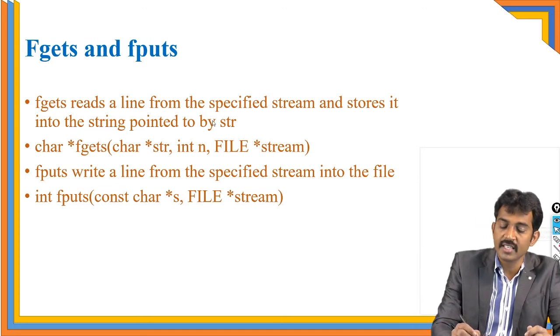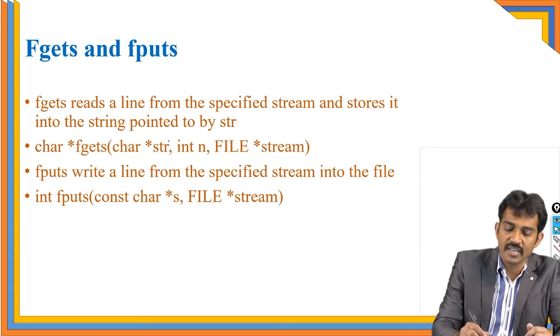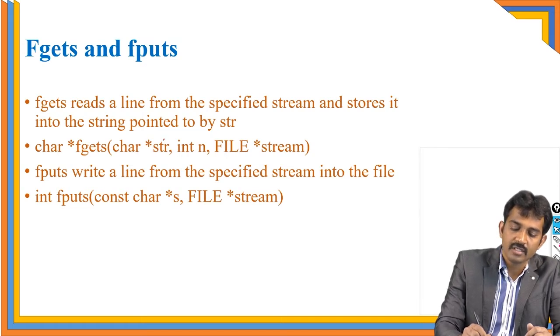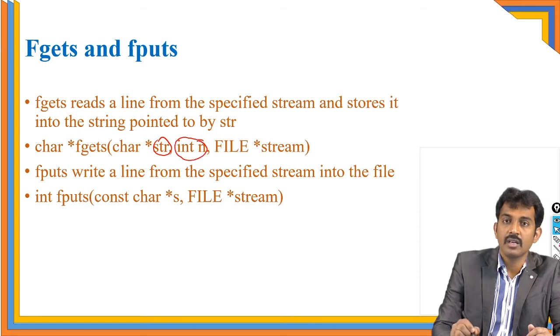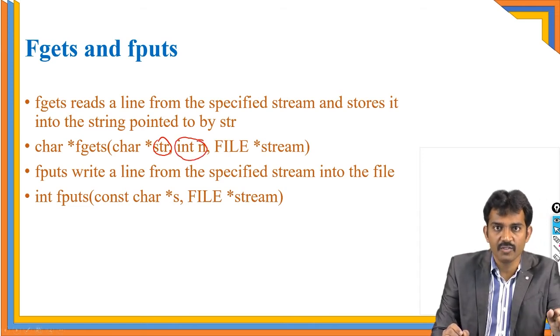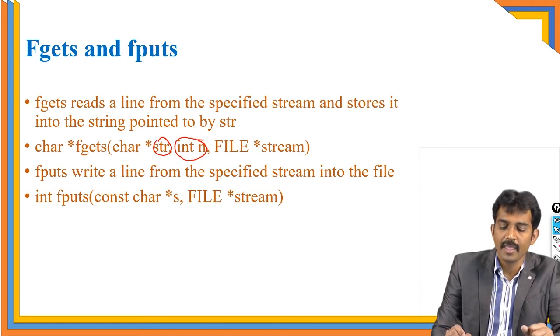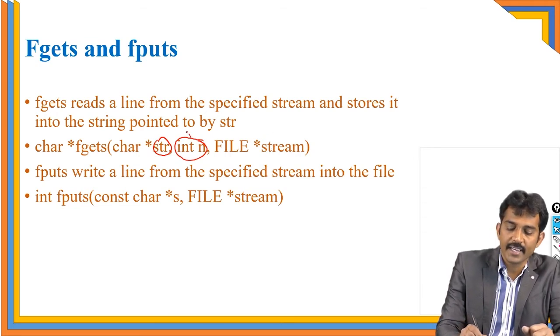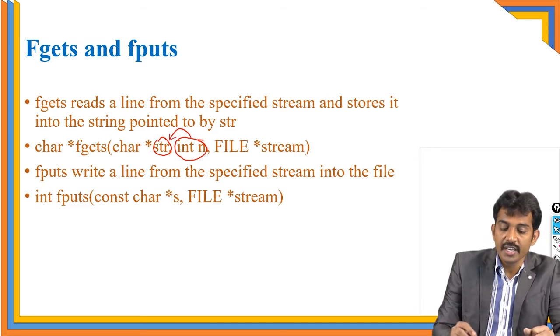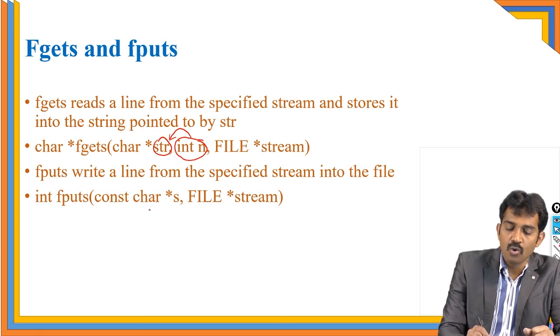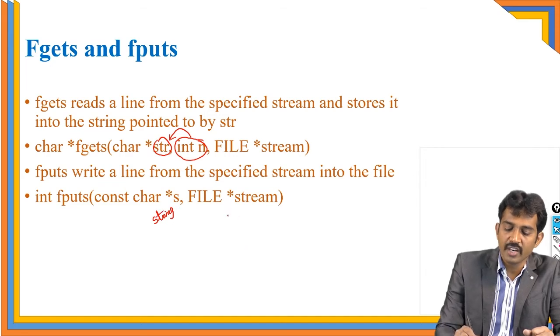See, first let us see the syntax, how it looks. If you observe, fgets contains three arguments. The first one is the string into which you want to store the data, and what is the length of the string? So, how many characters you are going to read from the file? And what is the file pointer? So, that many characters are stored here. And fputs is a function that is going to write into the file, right? So, what string are you going to write, and to which file pointer?